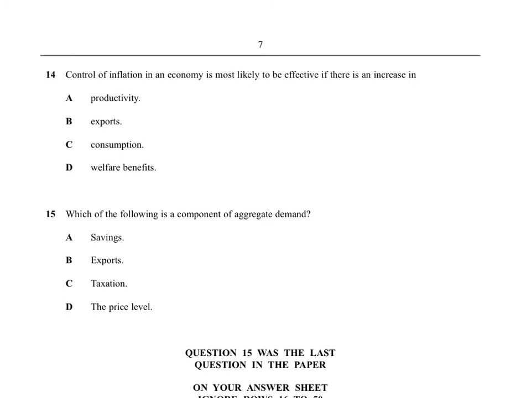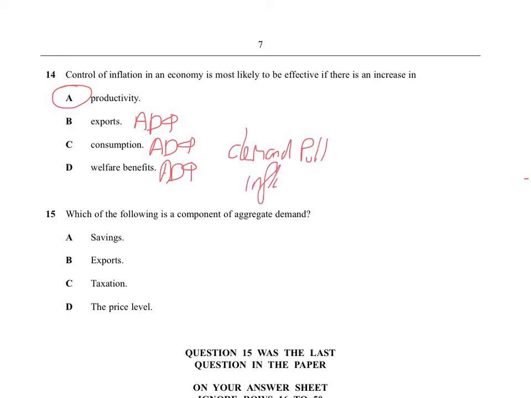Two more to go. Right, control of inflation in the economy is most likely to be effective if there is an increase in, right, productivity. Oh, that's going to be it. I'll tell you why in a second. If there's an increase in exports, AD will go up. If there's an increase in consumption, AD will go up. If there's an increase in welfare benefits, AD will go up because people will have more money. All those things will lead to demand pull. So you know it's the other one anyway, productivity.